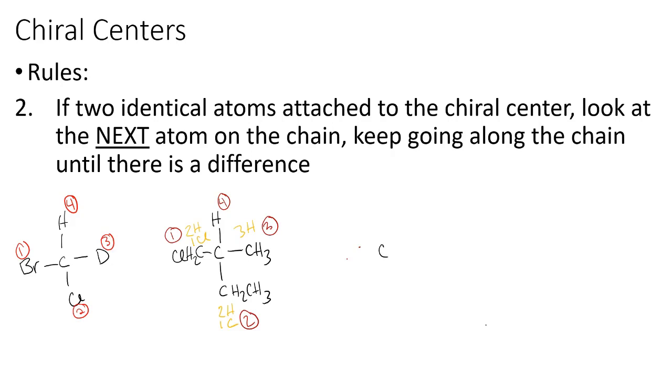So I'm going to look at one more structure and see if we can determine all of our priorities based on all of the rules we have learned thus far. So here's our entire structure. What I would encourage you to do is pause the video and see if you can determine how many chiral centers this structure has. And then for each chiral center, see if you can determine the priorities around it.